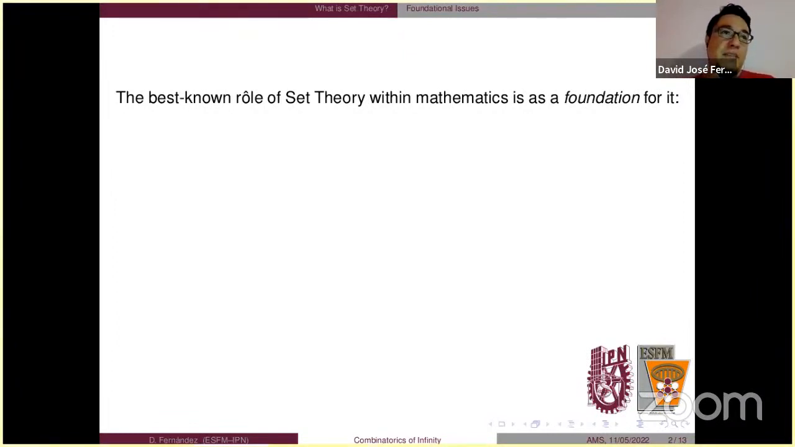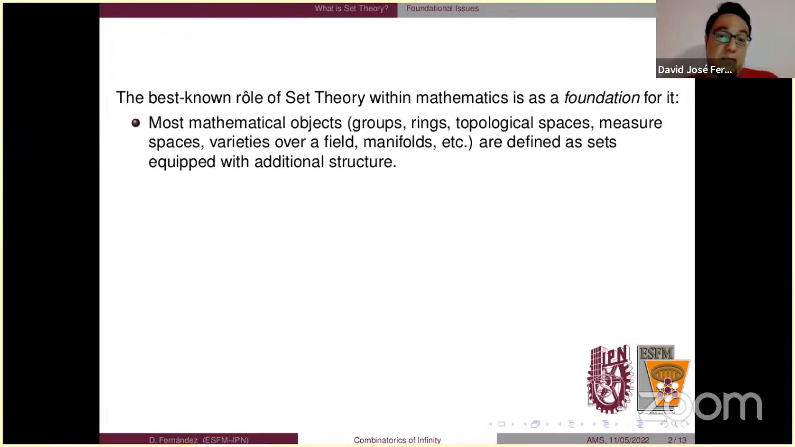the foundation of math, because that's probably one of the few things that gets taught in many undergraduate degrees in mathematics. The gist is that as we progress in learning math, we learn that most mathematical objects are defined as sets equipped with some additional structure. For example, a ring is just a set equipped with two binary operations that satisfy certain properties. A topological space is a set equipped with a family of subsets that has certain properties, and so on.